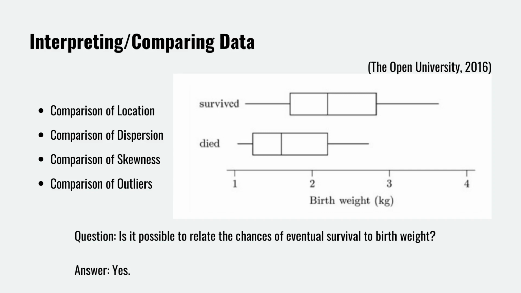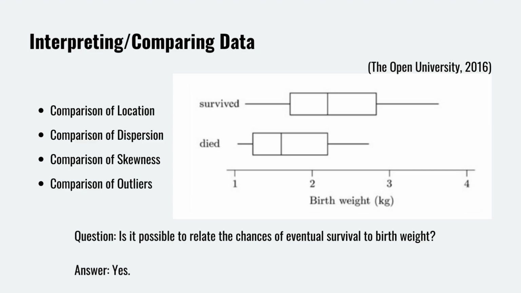Comparison of skewness. Though both batches of data appear to be right skew, the batch for the infants who died is slightly more skewed than that of those who survived. The skewness is not particularly marked in either case. Comparison of outliers. Neither of these datasets shows any suspiciously far out values which might require a closer look.